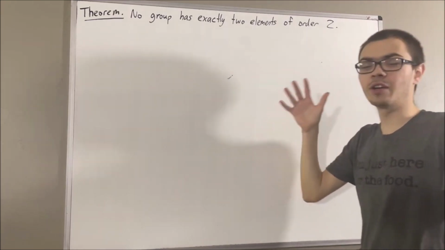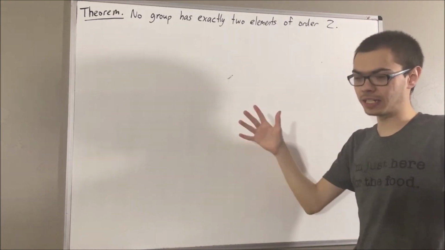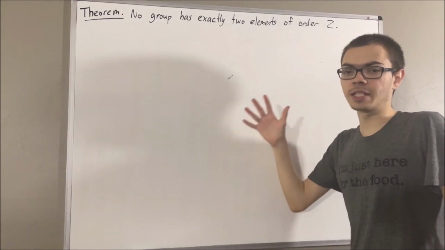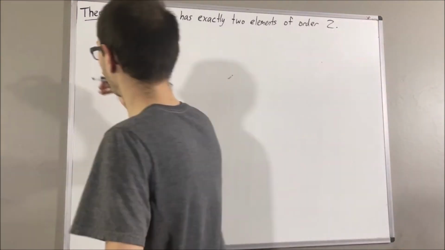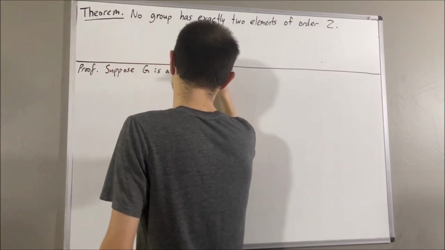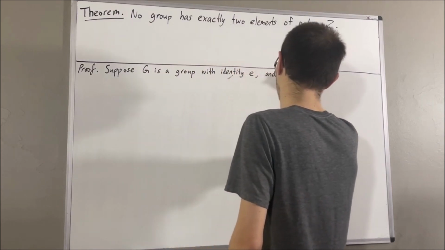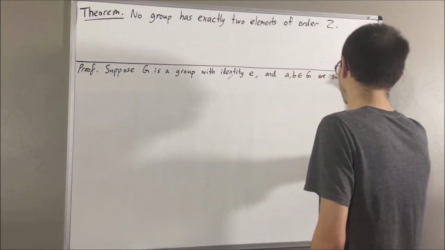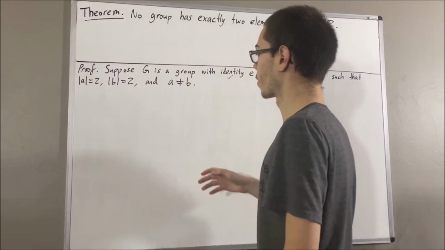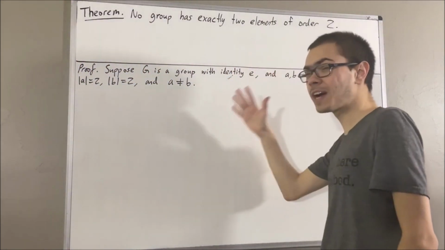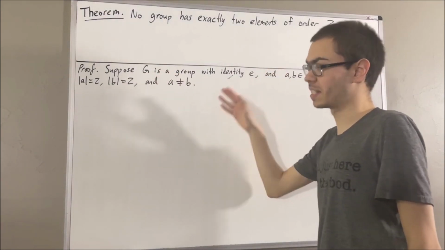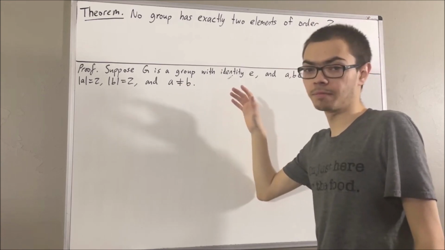So let's consider a group G with identity element E, and let's suppose that A and B are distinct elements of G with order 2. From here, we're going to show that we can always find a third element in G with order 2, so that it's distinct from A and B.